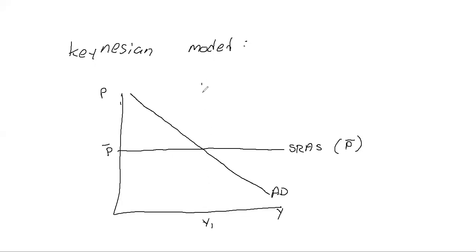What we'll put here is the long run aggregate supply curve. So this is LRAS, our long run aggregate supply. And they all cross in this equilibrium at P bar and Y1.